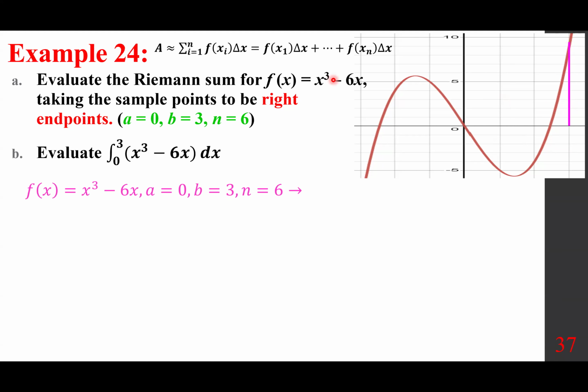So f of x is x cubed minus 6x. A is 0, b is 3, n equals 6. We can calculate the delta x as b minus a over n, and that's 3 minus 0 over 6, which is 1/2.